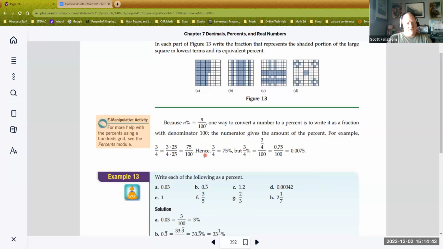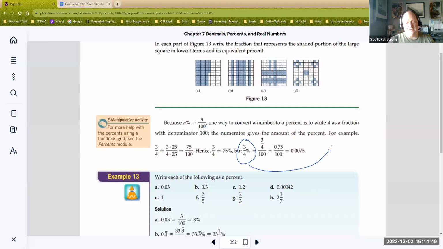Now, just be really careful. A lot of times students will make this mistake. This is one that's fairly common, not just with college students, but also with students learning about this for the first time. If you say 3/4%, a lot of times students will read that as 3/4 as a percent, which is not the same thing. 3/4 would be 0.75, as a percent would be 75%.